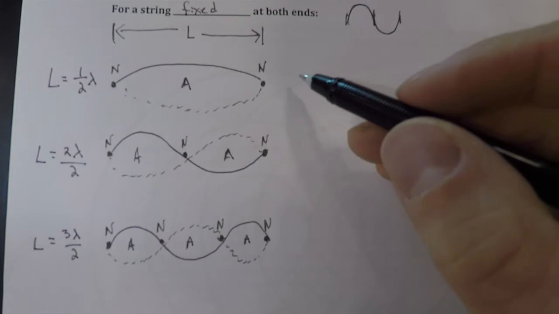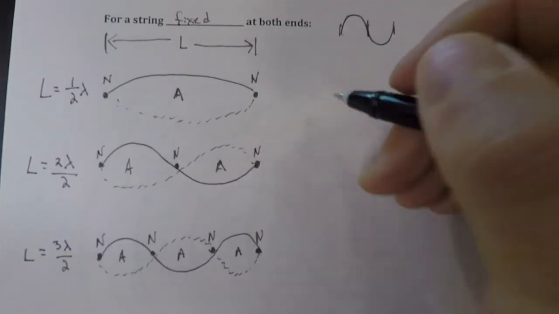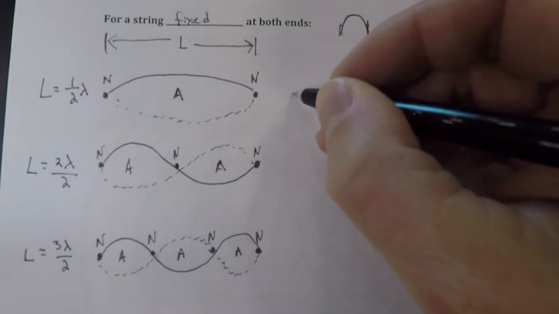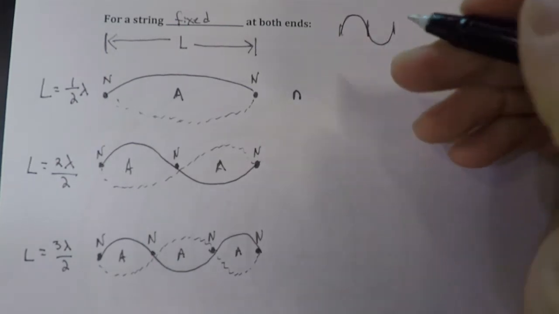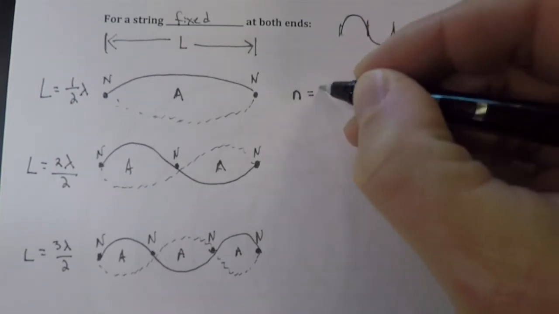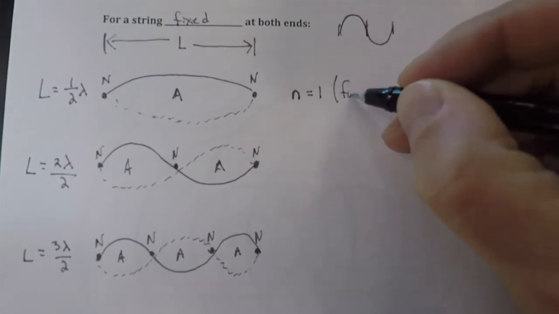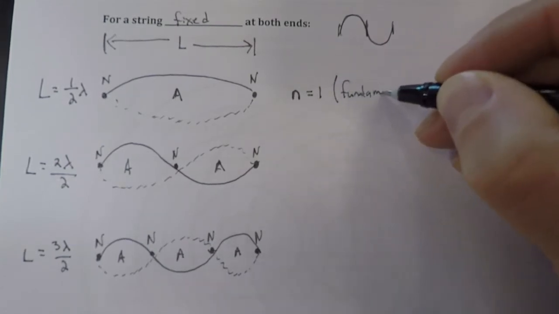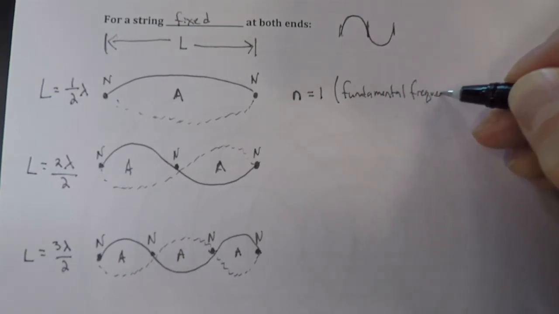Okay. So now that we've got a pattern, we're just going up by half waves. We're going to find a frequency out of this. And we come up with a way of labeling this. We're going to use the number little n to designate which one of the pattern we're looking at. So this first one we're going to call little n equals 1. It's our first one, and it goes by the name of the fundamental frequency. We'll get to frequency in just a moment.